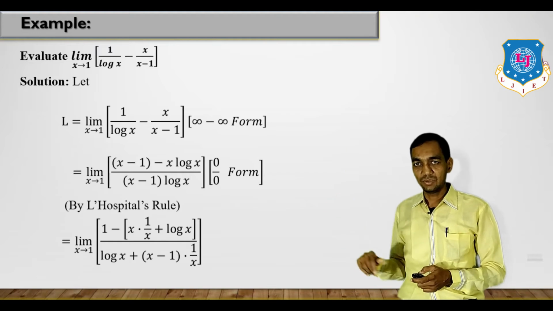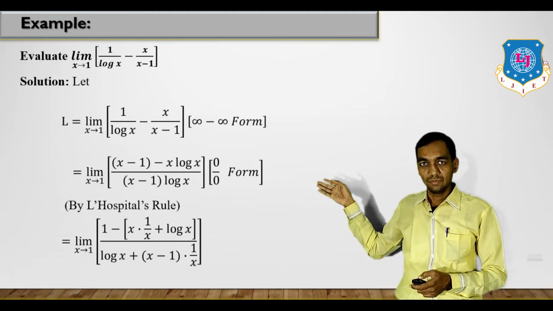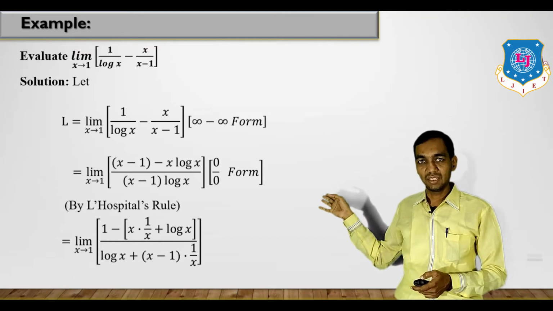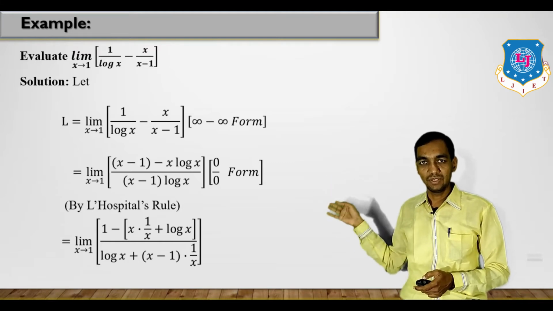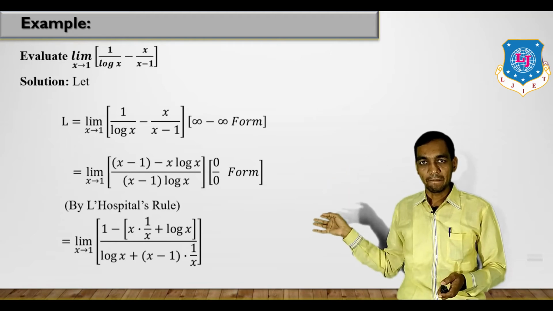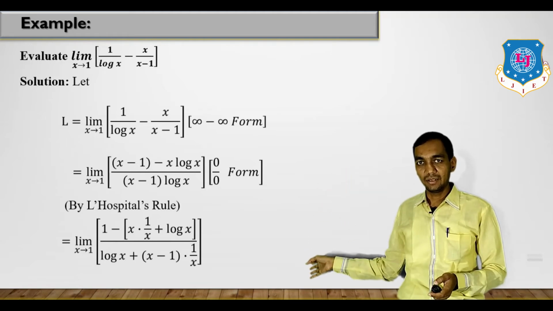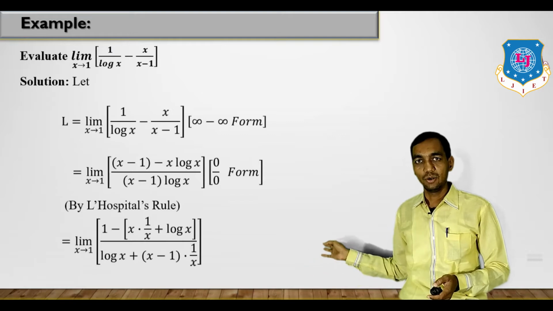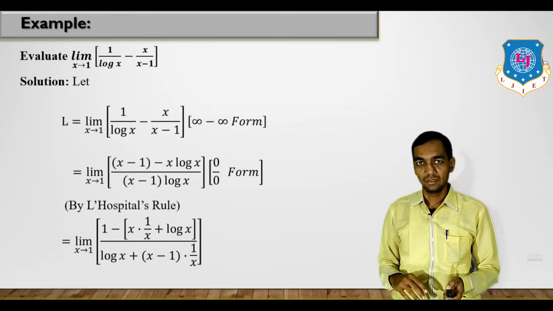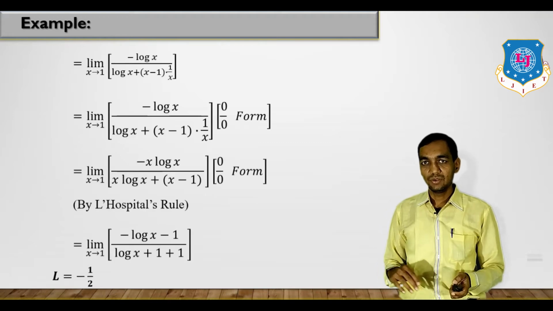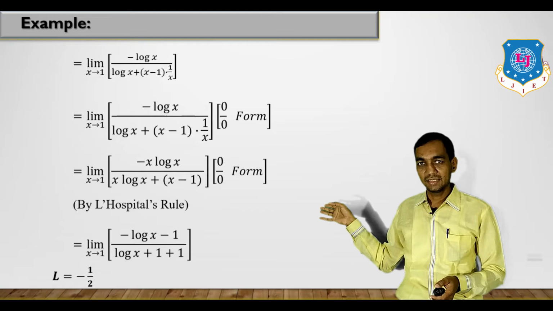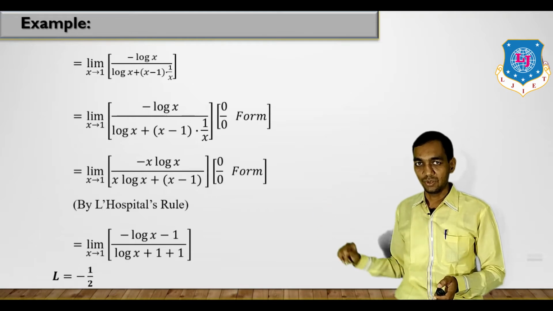So, applying L'Hopital's rule, that will give you 1 minus, x log x you have to treat as a multiplication: x as it is, the derivative of log is 1 upon x, plus log x as it is, the derivative of x has a value 1. And in the denominator, x minus 1 as it is, the derivative of log x is 1 upon x, and log x as it is, the derivative of x minus 1 is 1. Simplifying this, that will give you limit x tends to 1, minus log x divided by log x plus x minus 1 into 1 upon x.